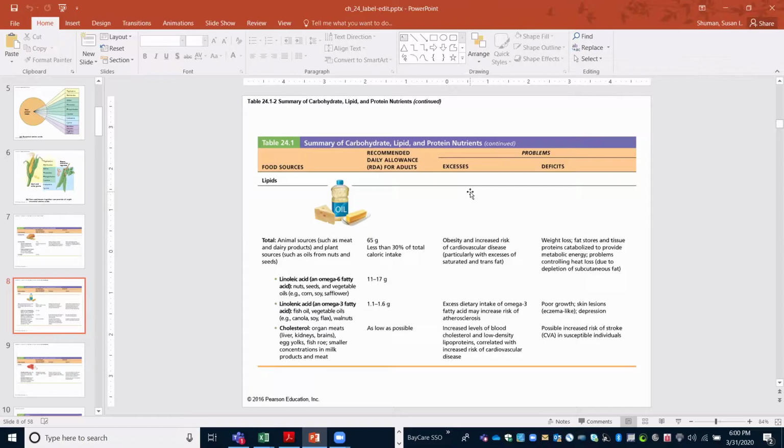Oh, trying to find my fats. Got my proteins, need my fats. Here's my fats. Okay, if you look over on page 46 in your textbook, okay? Everybody got their textbook, right? That's part of the deal.